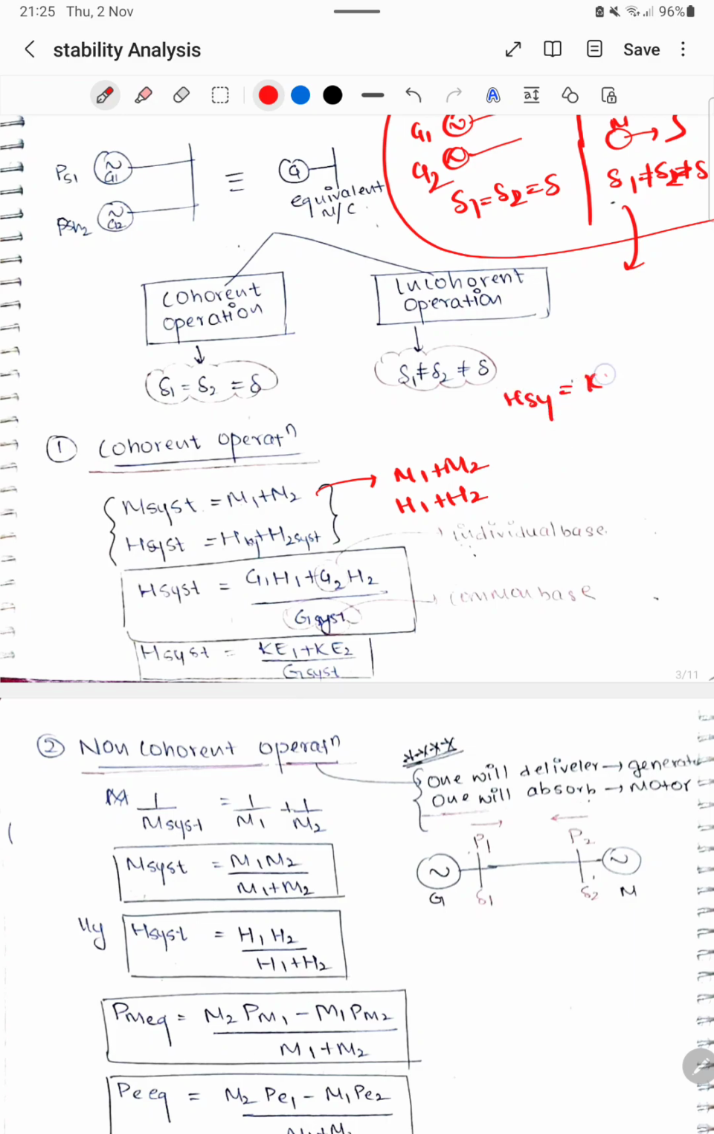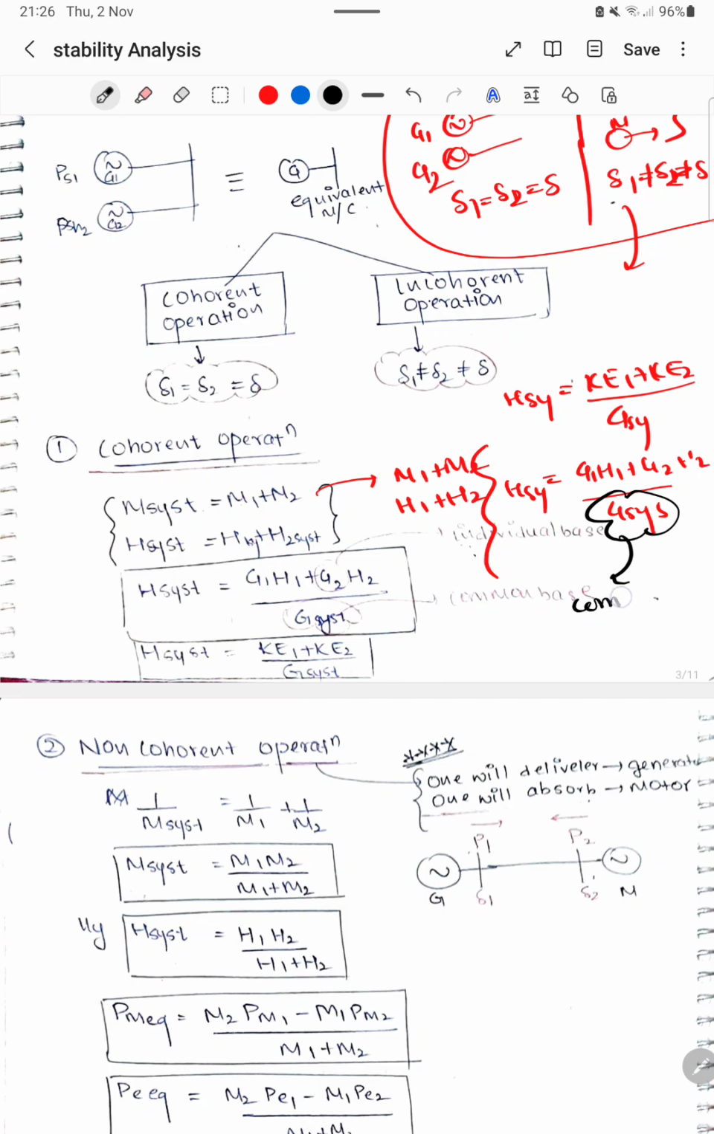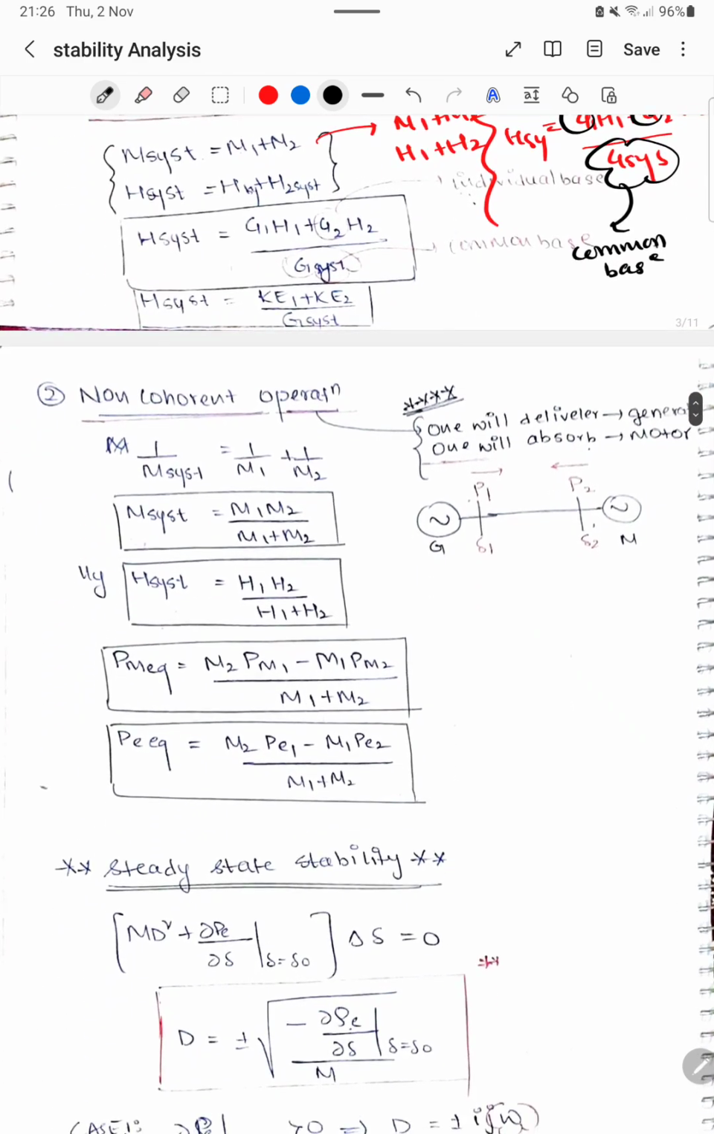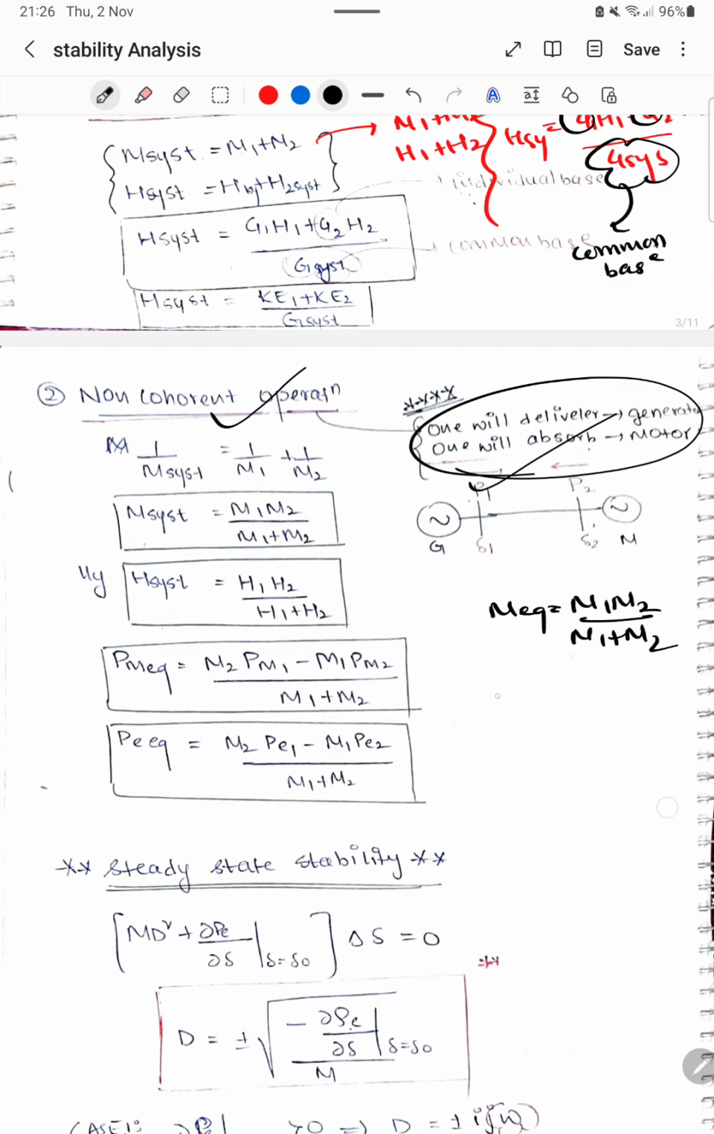H of system is given by KE1 plus KE2 upon G of system, that is nothing but G1 H1 plus G2 H2 upon G of system. So H of system is nothing but G1 H1 plus G2 H2 upon G of system. G1, G2 are nothing but individual ratings, okay, so need to take care about that. Whereas non-coherent meaning something like parallel operation. So M equivalent is nothing but M1 M2 upon M1 plus M2. I have already told non-coherent means a motor and a generator would be working in parallel. H equivalent would be nothing but H1 H2 upon H1 plus H2.